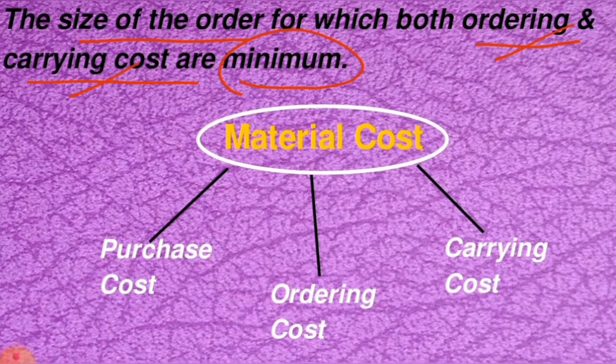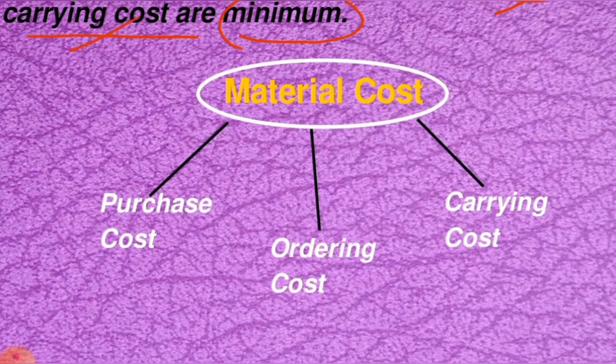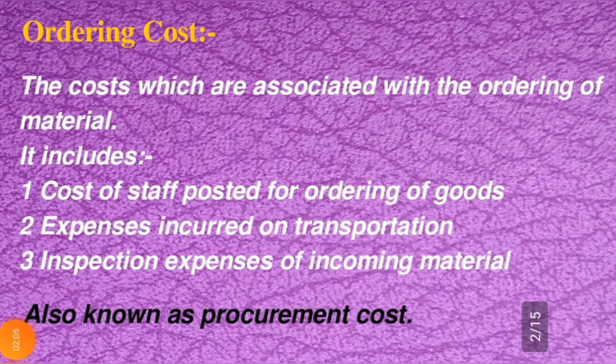So, let's understand first how many types of cost. So, of a particular product, for a particular material, the material cost is divided into three parts, that is, purchase cost, ordering cost, and carrying cost. Purchase cost is the actual cost, the real buying cost, we can say, of the product. And now let's see ordering cost and carrying cost one by one.